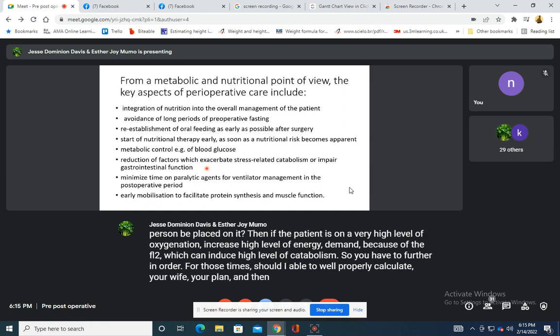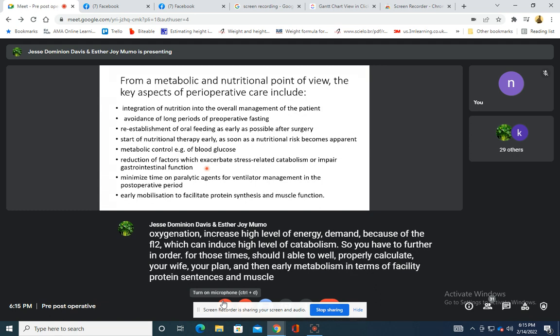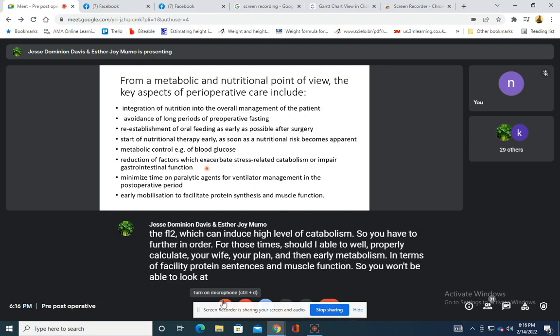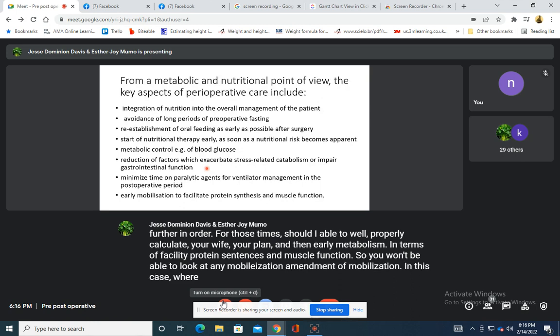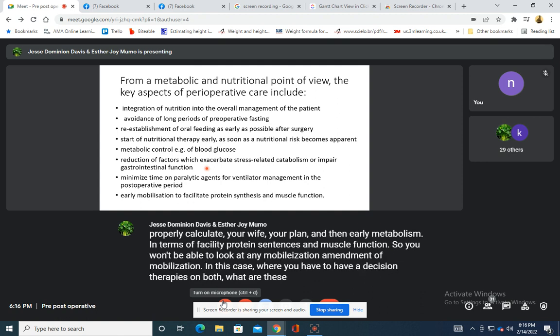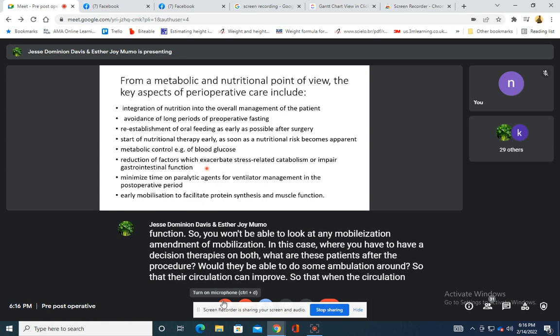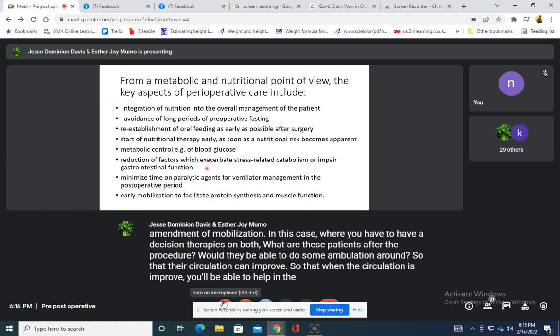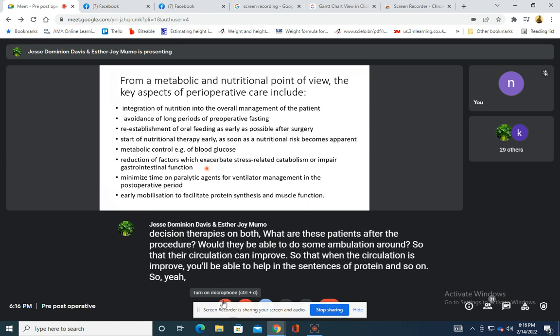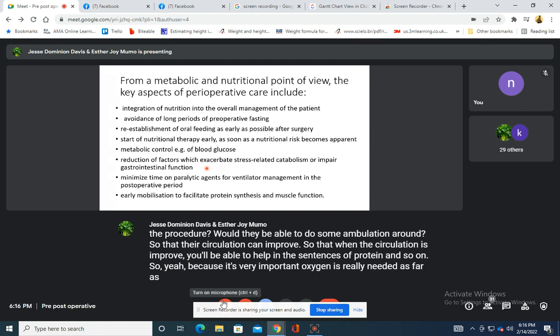And then early metabolism, in terms of facilitating protein synthesis and muscle function. So you must be able to look at early mobilization, where you have to have the physiotherapist on board. What are these patients like after the procedure? Would they be able to do some ambulation so that their circulation can improve? When the circulation is improved, it helps in the synthesis of protein and so on. It is very important, because oxygen is really needed as far as cellular metabolism is concerned.